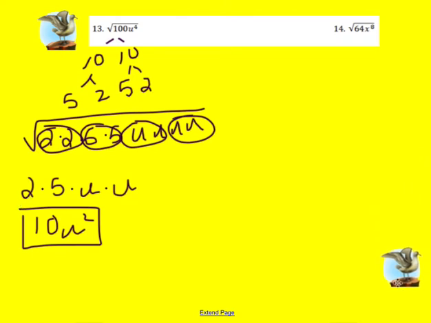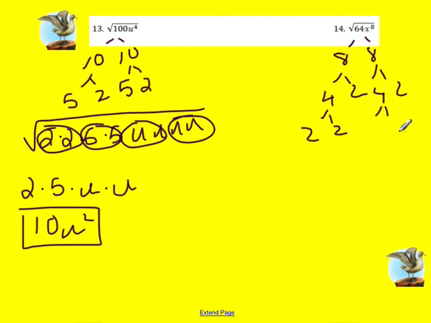Now, let's take a look at number 14. So for number 14, we need to break down 64. Well, I'm going to break down 64 into 8 and 8. And then 8 I can break down to 4 and 2, and 4 and 2. 4 I can break down to 2 and 2. And now I want to put everything underneath my radical.